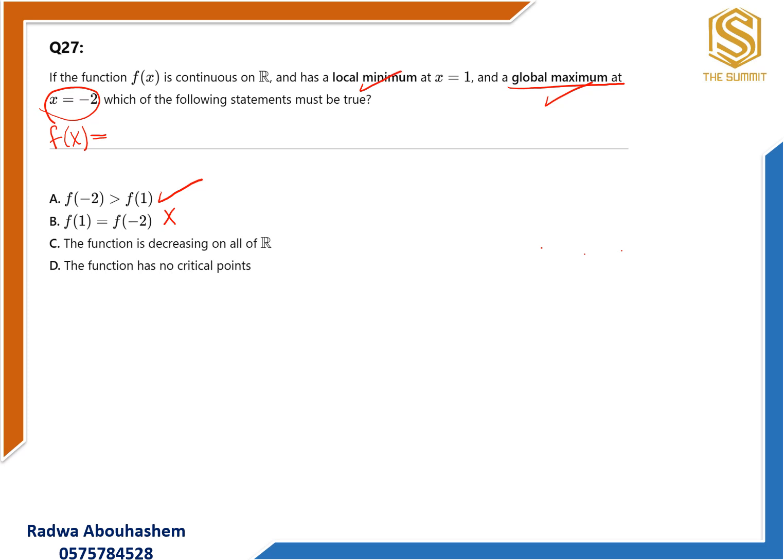The function is decreasing on all of R. If it was decreasing, there wouldn't be a global maximum or global minimum. We have both local minimum and the global maximum. The function has no critical points. Actually, we have two critical points there, local minimum and the global maximum. The maximum and minimum points, I call them critical points. So the only choice here is that the function of -2 is greater than the function of 1, because as the global maximum, I have the highest value for the function.